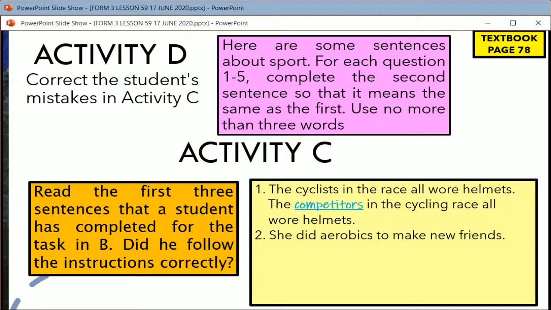Now, look at the second sentence. She did aerobics to make new friends. That is the original sentence. And then this student has filled in the blank: in order to make new friends, she did aerobics. So this student filled in with "in order to". In order to make new friends is a clause of purpose. She did aerobics in order to make new friends. So this second sentence, does it follow the instruction given in B?